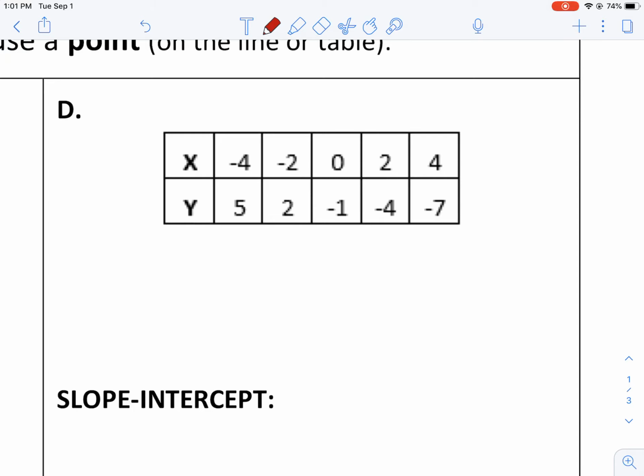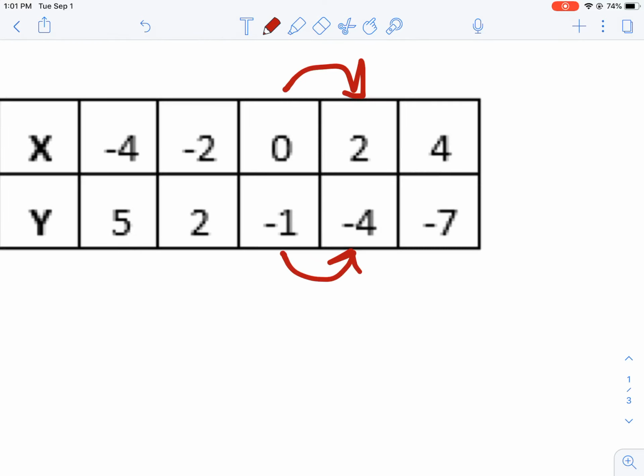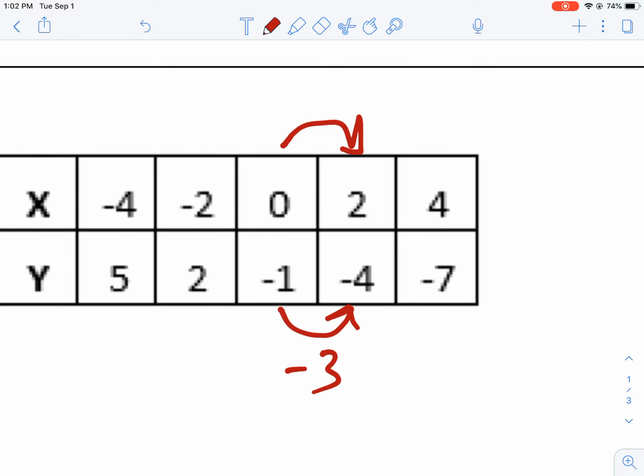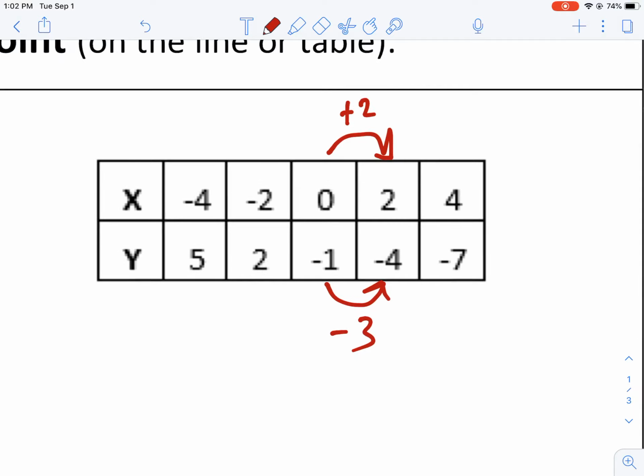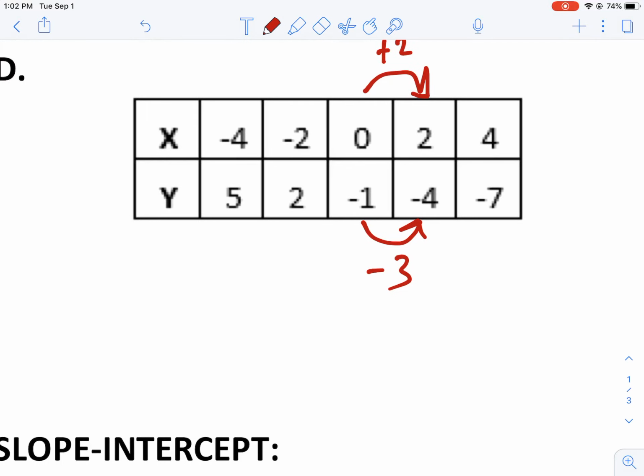Over here, for a table, again, you got to do the same thing as how we started yesterday. You have to find the slope. All right, so what is the slope? Well, remember, you're going to take just any 2 differences right there. So negative 1 down to negative 4, that's -3. 0 to 2, that's +2. And so we're going to figure out the slope there. Remember, the y's are the rise, okay?